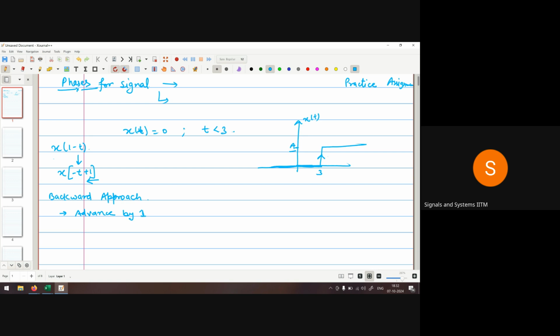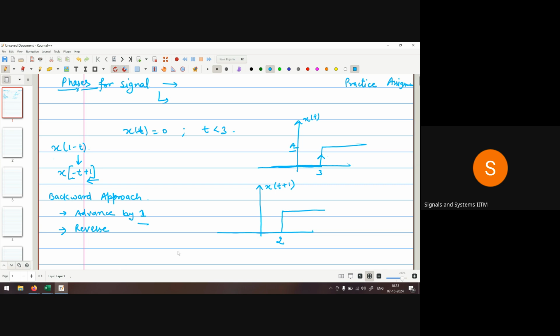In the previous class we discussed that to solve this question there are two approaches. One is the forward, second is the backward approach. So I start with the backward approach. First, plus 1 means the signal is advanced by 1. Second, minus t means the signal is reversed. If I advance the signal by 1, the signal that started from 3 will start from 2. So x of t plus 1.